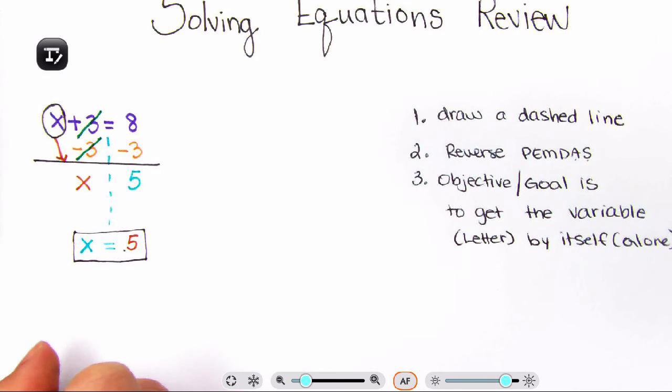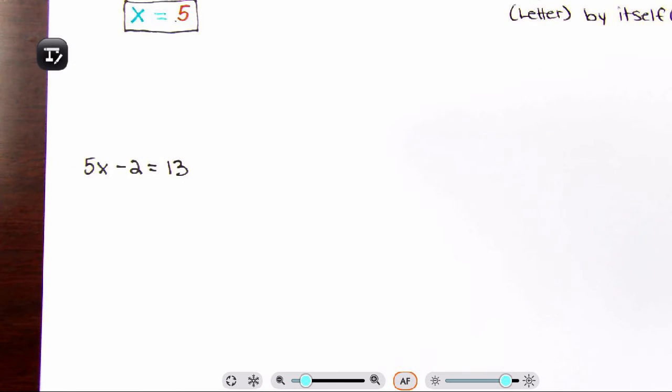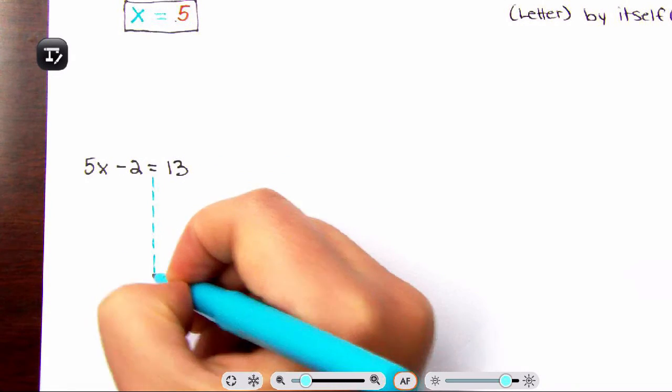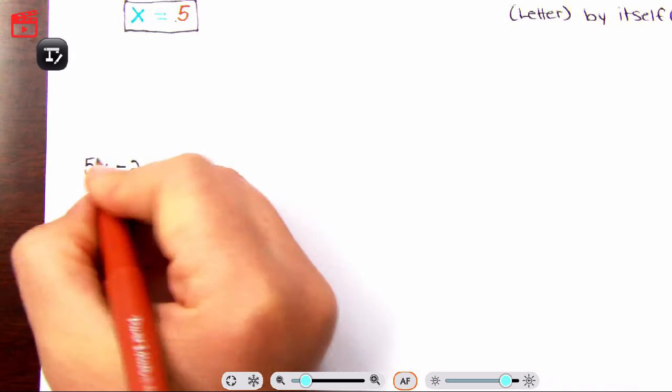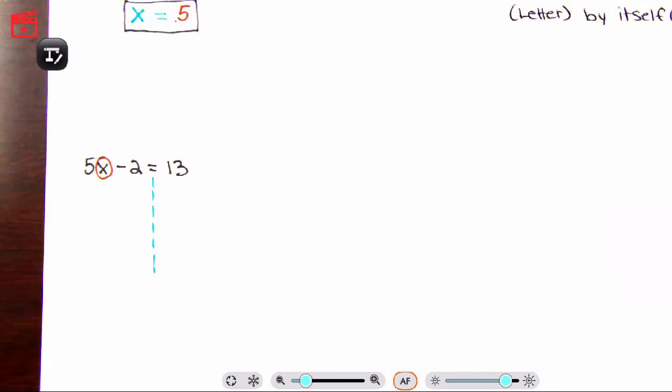All right, let's do another example. We have 5x minus 2 is equal to 13. Now this is a two-step equation because guess what? It's going to take 2 steps to solve it. Step number 1, always do the dashed line, dotted line. Not going to make mine too long this time. Again, put x in a bubble. X is in a bubble. Everything else needs to be away.